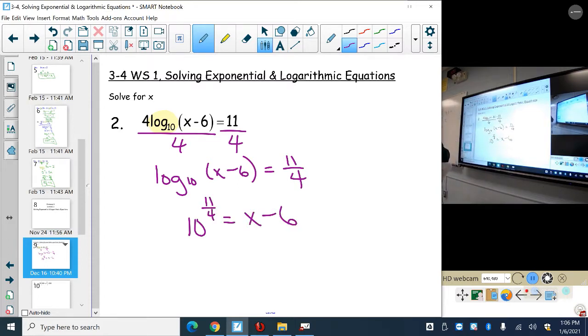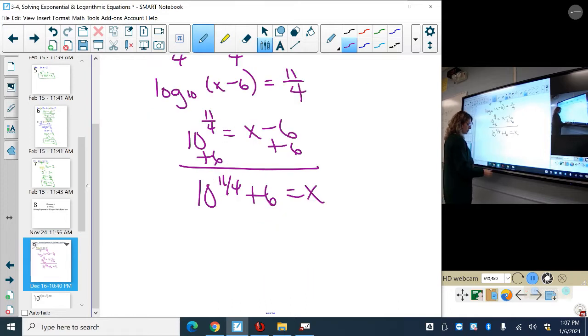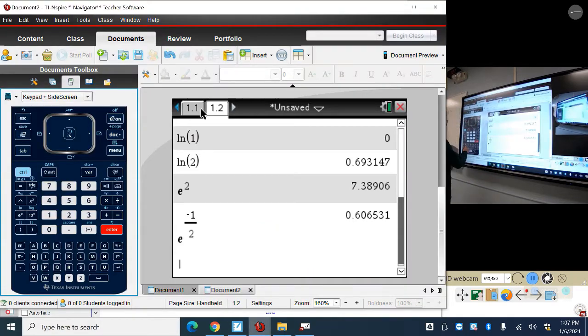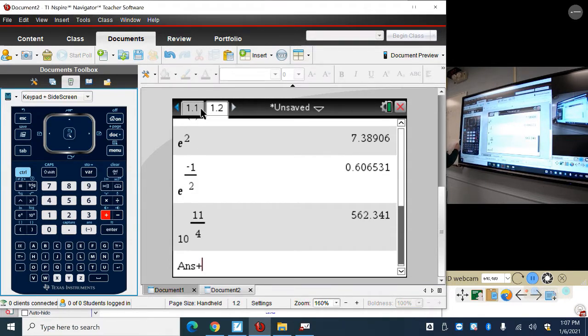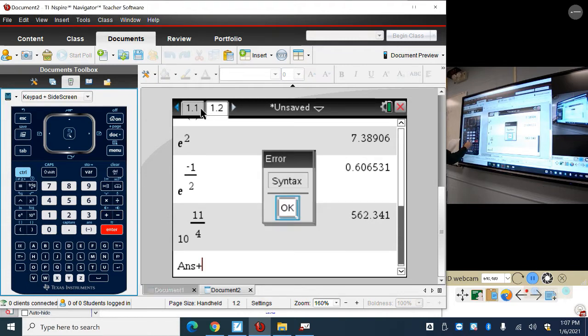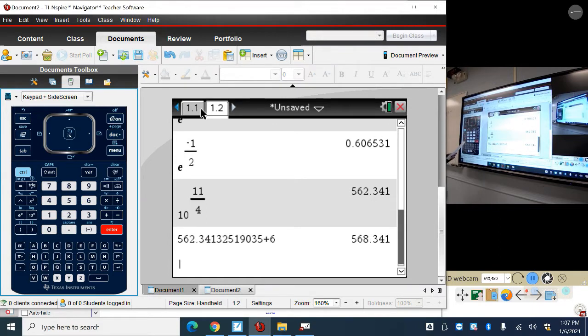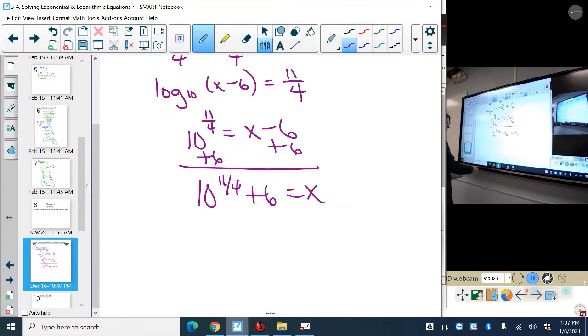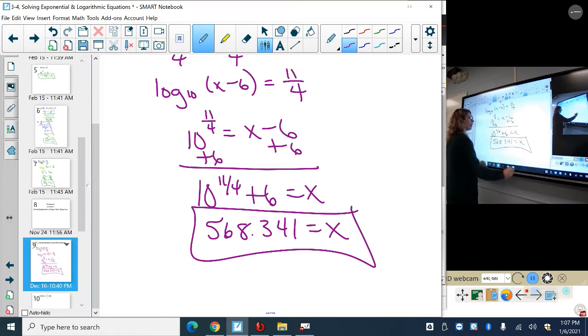All we do is write that as an exponential. This 10 to the 11/4 is just a number. So I'm going to add 6 to this just a number. And then I'm going to simply come over to my calculator and type that in. 10 raised to 11 divided by 4 plus 6. And hit enter, and you're going to get 568.341. And then that is done. Okay?